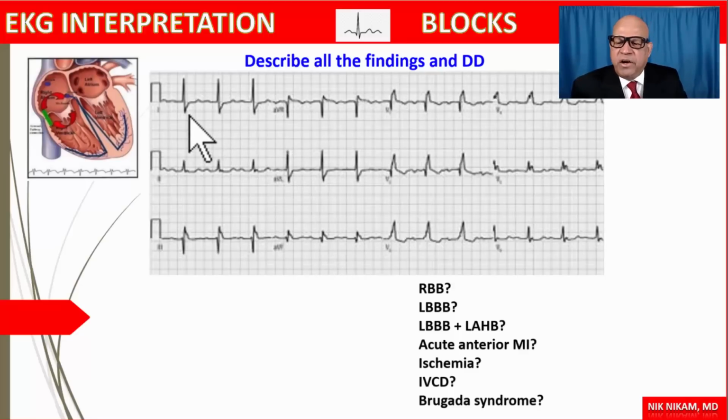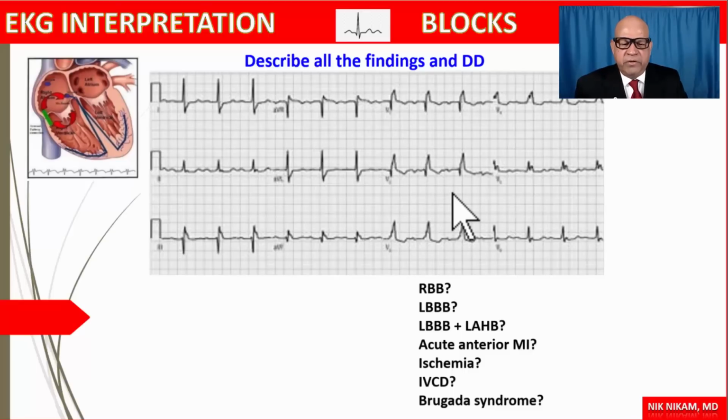Remember I talked about the slurred S waves? So look at these S waves. These are slurred here, they are slurred here, and again if you look at here, we'll look at some other examples where the S waves are slurred, and that's one of the hallmarks of right bundle branch block in leads other than V1 and V2.